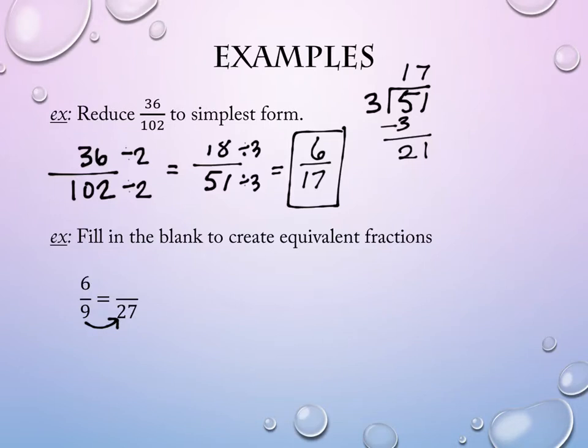So how do I change my denominator from 9 to get to 27? Multiply by 3. So you're right, it's multiply by 3. So if I do that to the denominator, I also have to do the same thing to the numerator. So what is 6 times 3? 18. So I'm filling in the blank on this one, it's just the number 18 that goes there.